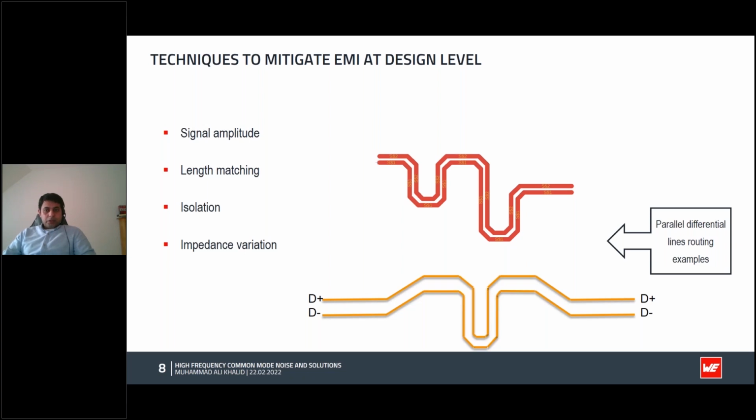Physical isolation is probably the most obvious technique, but since we do not live in an ideal world, isolation is never perfect. At gigahertz frequencies, the practical isolation values can be between 20 to 40 dB. And the impedance variation should be kept to a minimum, which means paying special attention to the width of the traces, coupling, the dielectric material, and the stack-up of the PCB.